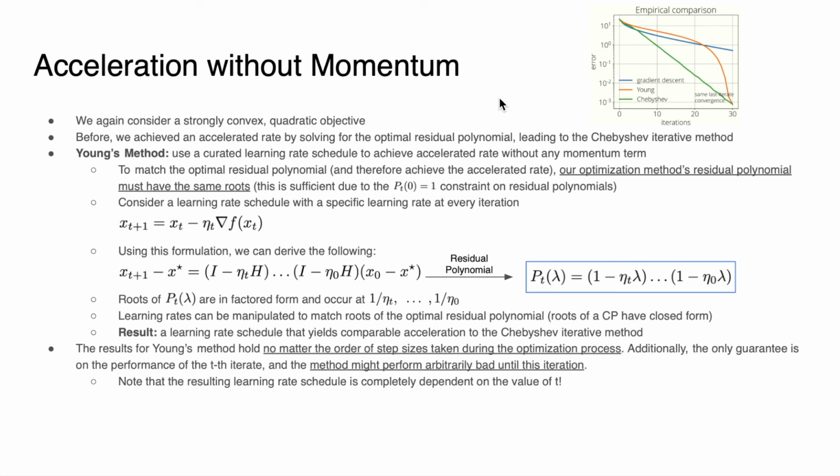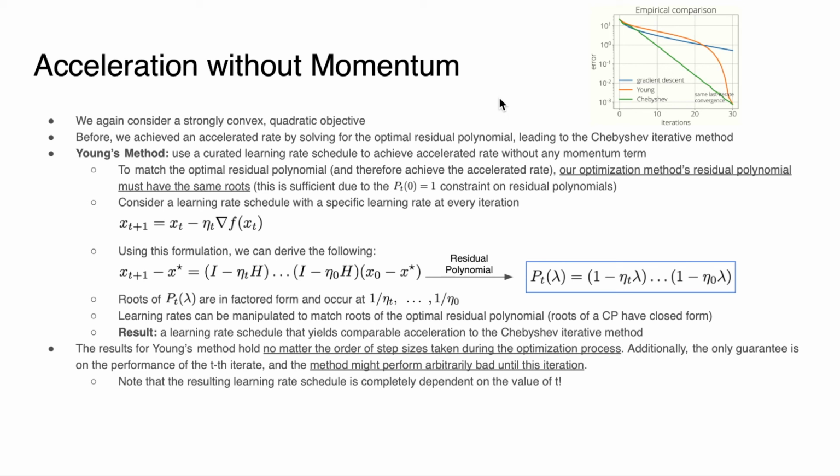One final thing that I'd like to mention is how we can actually show an accelerated rate for gradient descent using Chebyshev polynomials without the use of a momentum term. So if we remember before, the way that we achieved an accelerated rate was by solving for the optimal residual polynomial, which then gave us an accelerated convergence rate that was better than normal gradient descent.